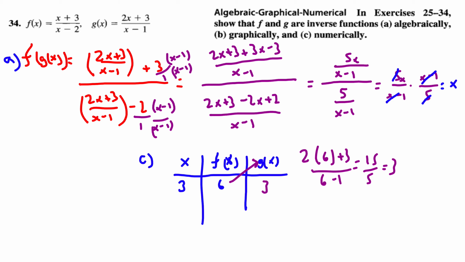Did we get what I wanted? Yes. Put 3 in, got 6. Doing f of 3 means we're going to get 6. Then we take that, does this undo it? Yes, because these two match. Yay! So that shows numerically they're inverses.